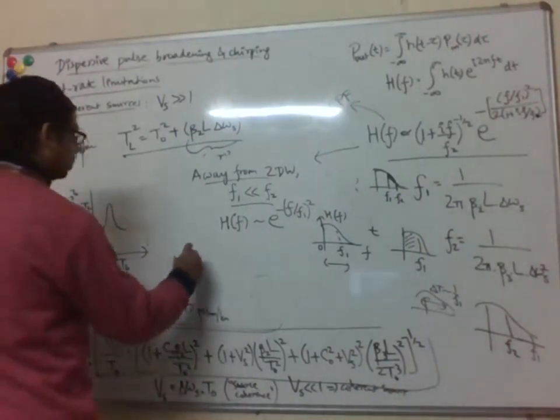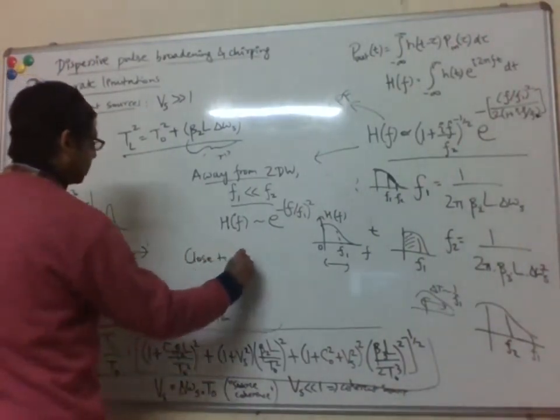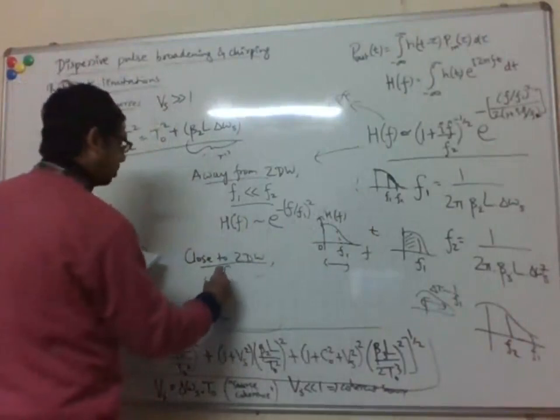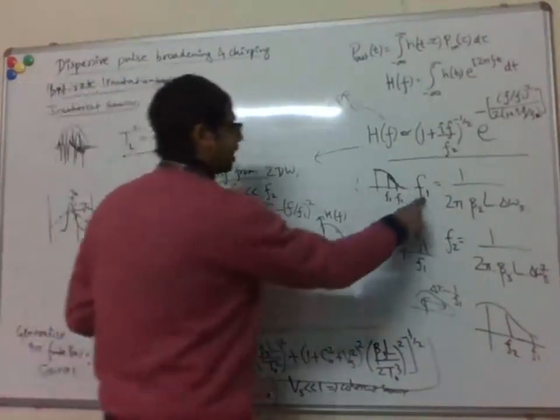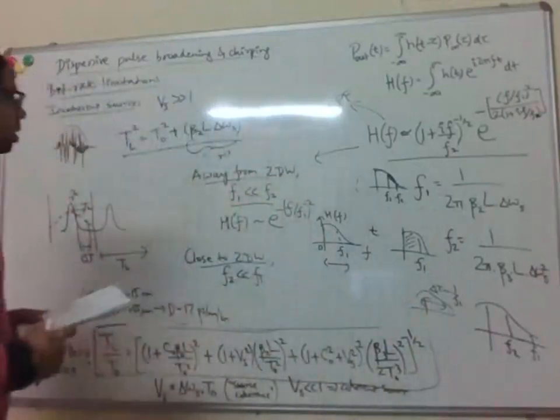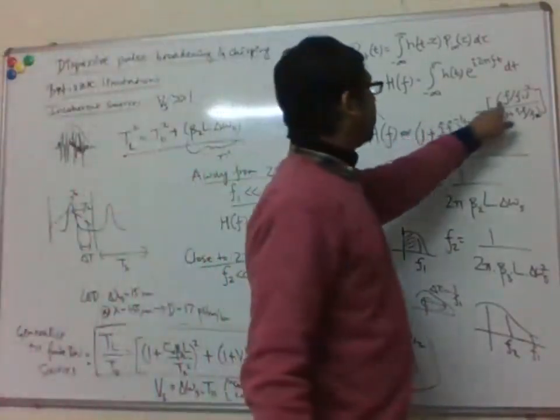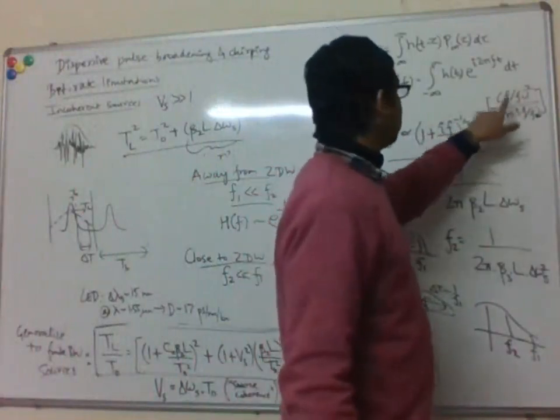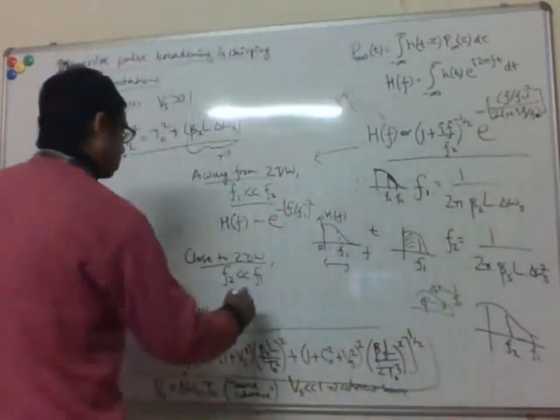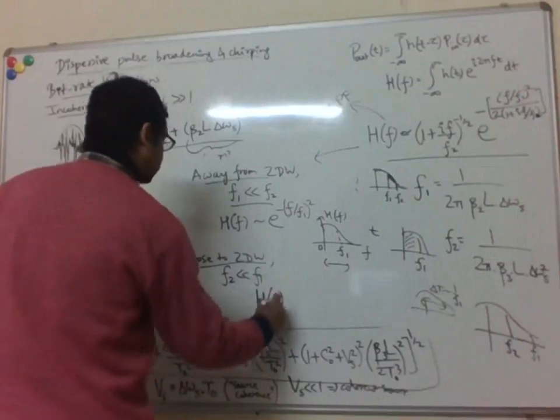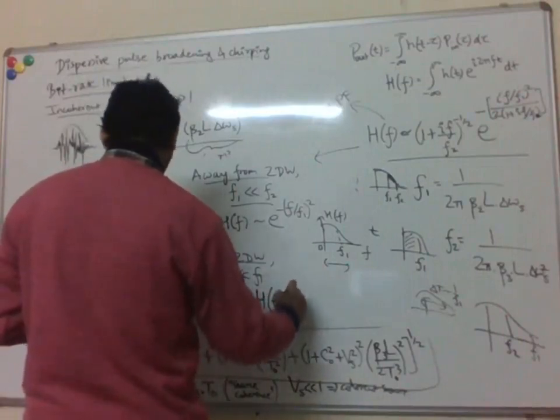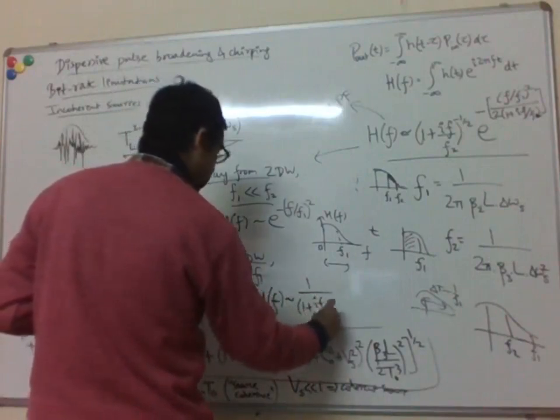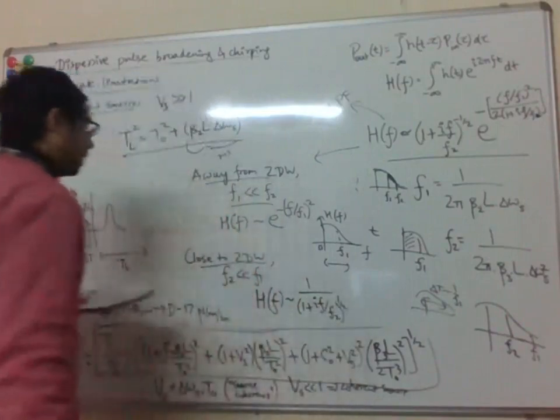If we operate close to the zero dispersion wavelength, now F2 will be much smaller than F1, right? F1 will be very large because beta 2 is near 0. So F over F1 is very small. So this is like e to the 0, so this is just 1. So you can see the fiber transfer function in this case will just be 1 over, right?